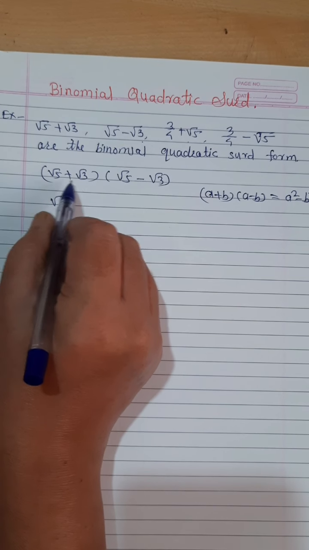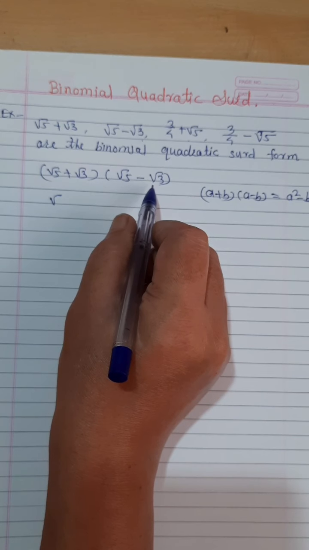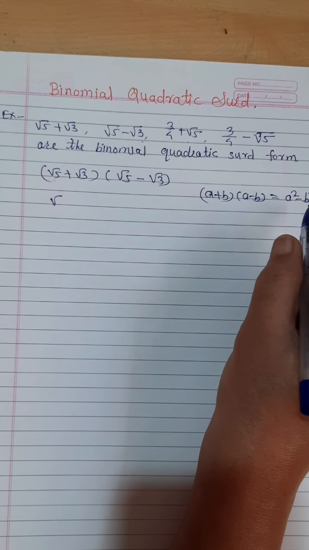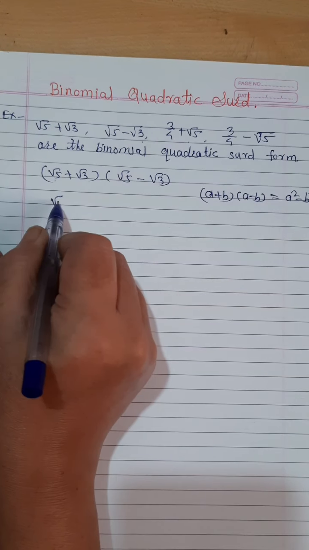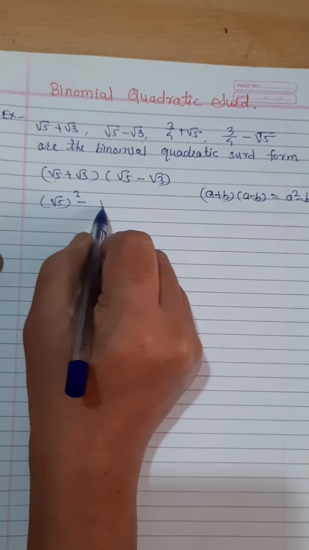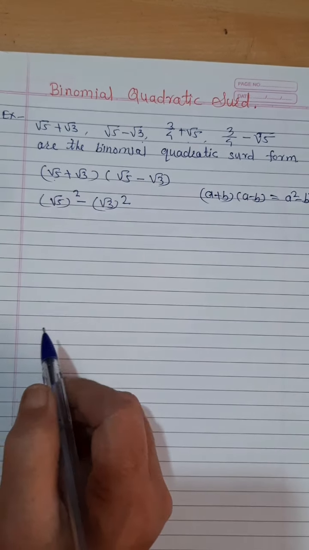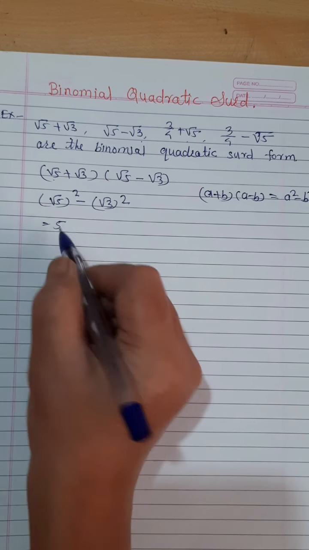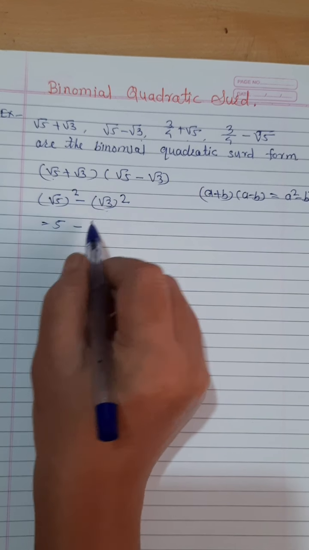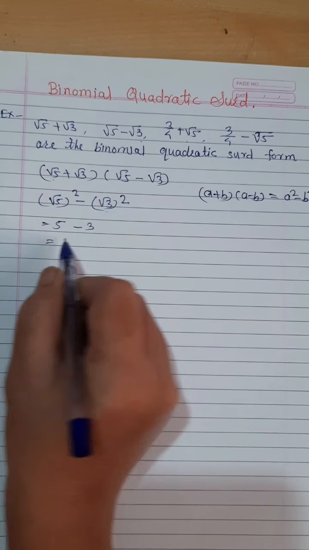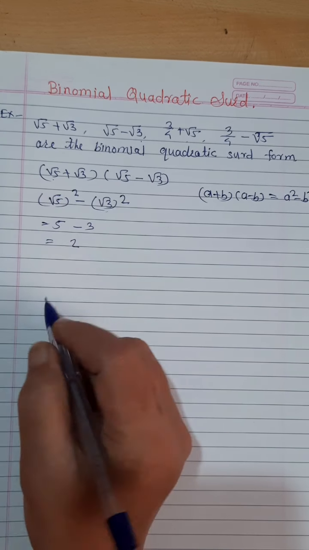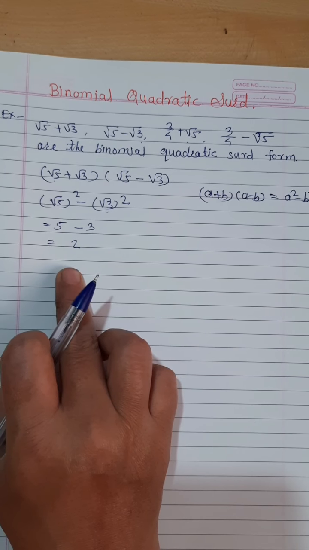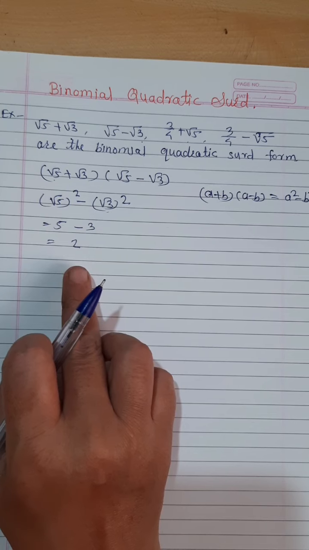Here root 5 plus root 3 and root 5 minus root 3, that means the a plus b and a minus b. Therefore a square minus b square, write down here in this way, root 5 square minus root 3 square. Root 5 and its square, therefore here 5, minus root 3 and its square, therefore here 3, is equal to 5 minus 3, which is 2. In this way 2 is a rational number and hence these are the conjugate pairs of each other.